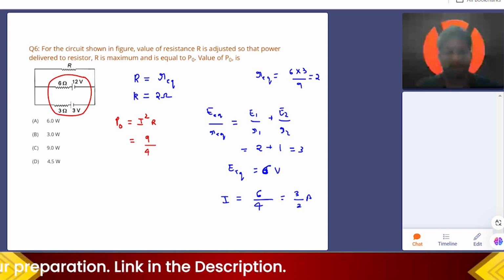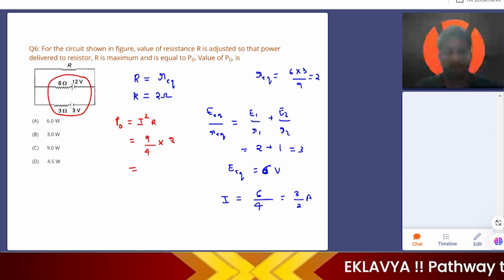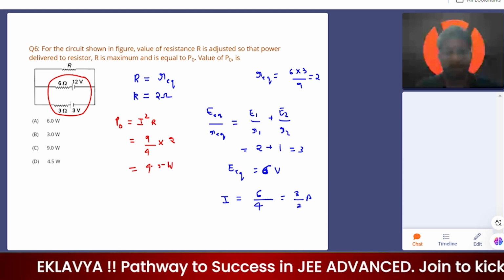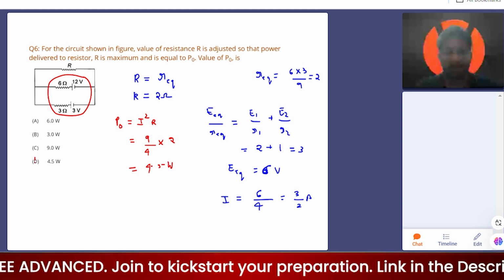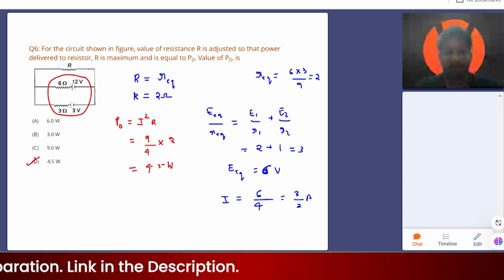So I squared R, 9 by 4, or 3 squared by 2 squared, 9 by 4 into R value is 2. So we have 4.5 watts. That will be option D. Okay. Next question.